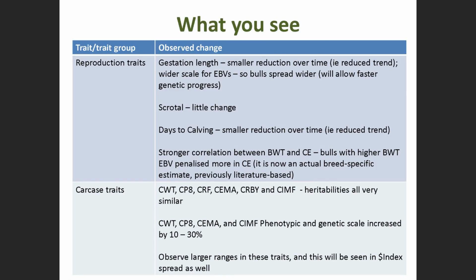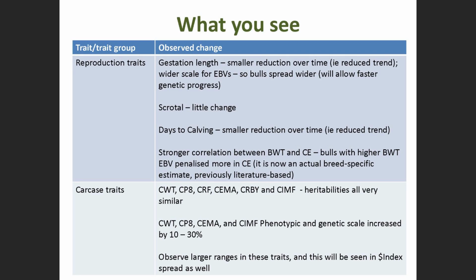When we come to reproduction traits, there are some bigger effects. First of all, we see the genetic trend for gestation length is not as big as we thought it was, and there's now a wider scale of EBVs, and so the bulls are going to be spread much further apart. There's a lot more scope for making change in gestation length than we previously thought. If people want to reduce it, we can reduce it a lot faster than we thought was the case. Now, the other consequence of that, I'll come back to in a moment.